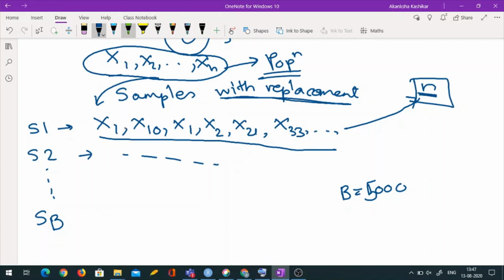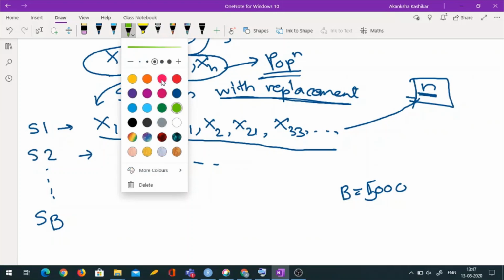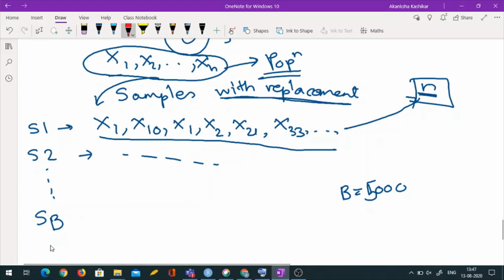Now I have some homework for you. It's actually a very small homework.